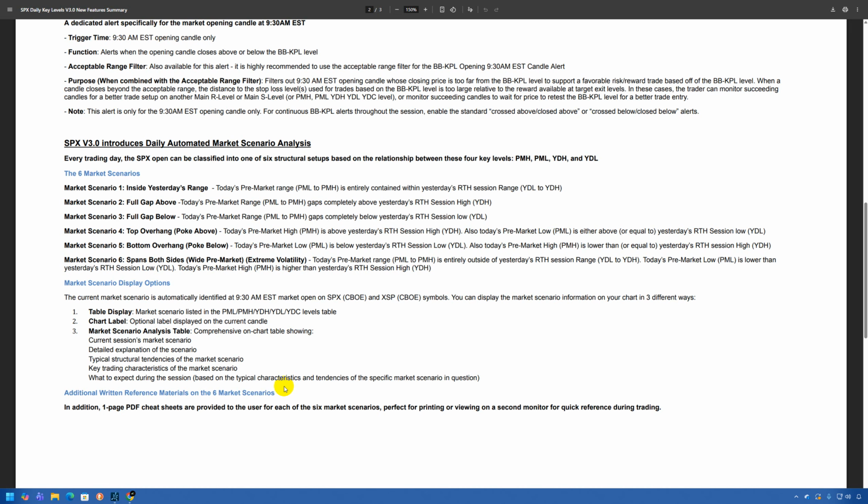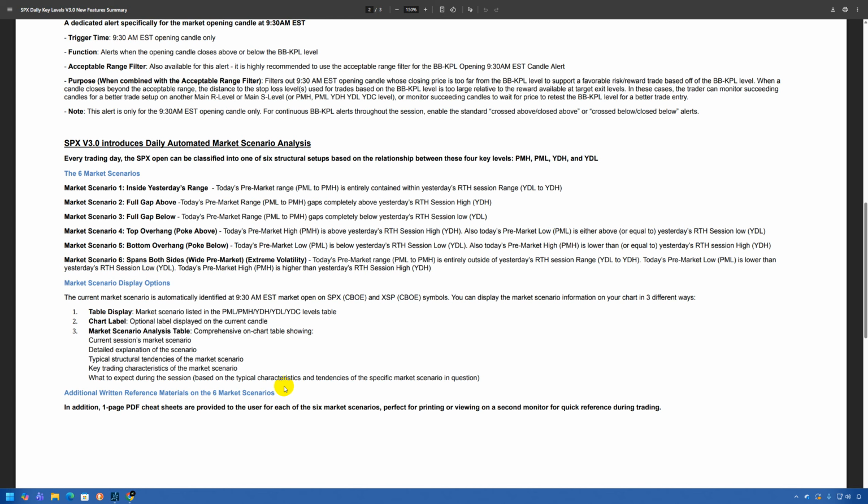Market scenario 6 spans both sides: the wide pre-market extreme volatility market scenario. This is a market scenario in which today's pre-market range, the PML to PMH, is entirely outside of yesterday's RTH session range, YDL to YDH, meaning today's pre-market low is lower than yesterday's RTH session low, YDL, and also today's pre-market high, PMH, is higher than yesterday's RTH session high, YDH. This is the most extreme volatility market scenario of all 6.